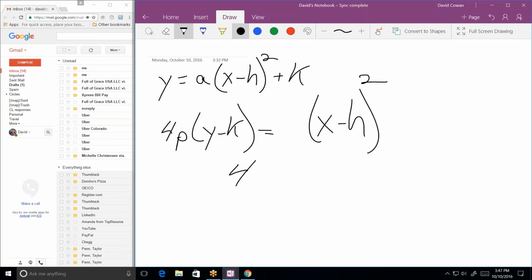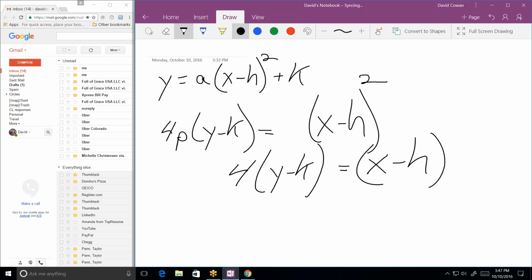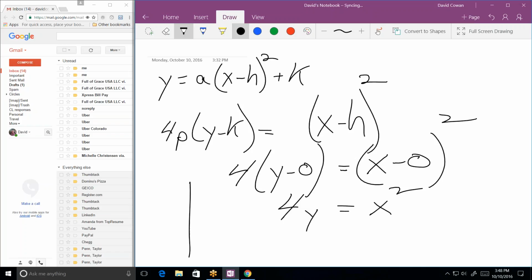So let me take a real simple example. I'm going to say 4 times y minus k equals x minus h squared, and I'm going to substitute 0 for both of those. So really what I'm going to have is 4y equals x squared. And then the question's going to be, where is P?